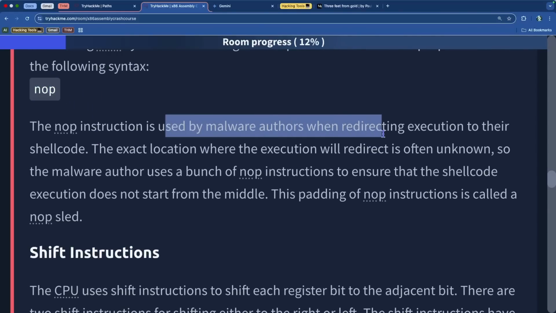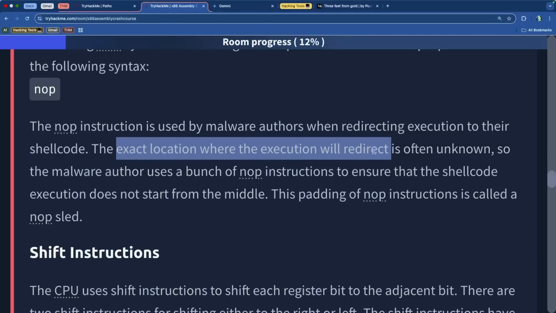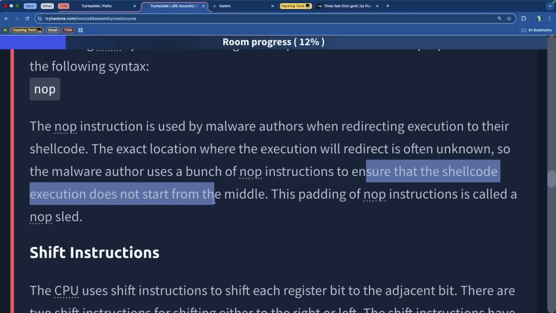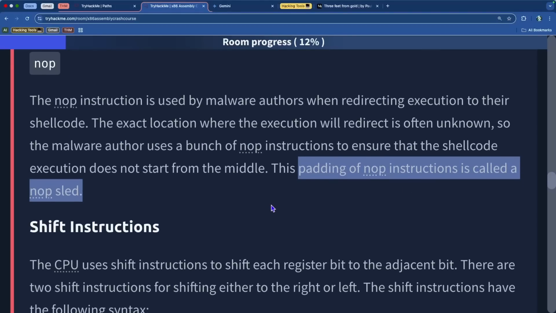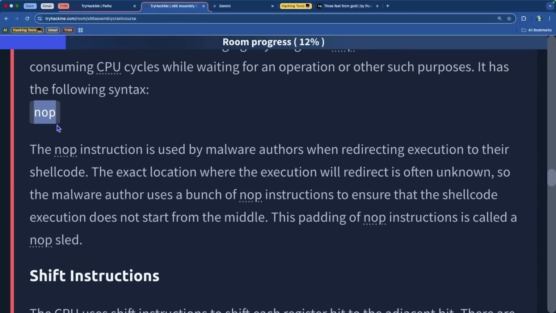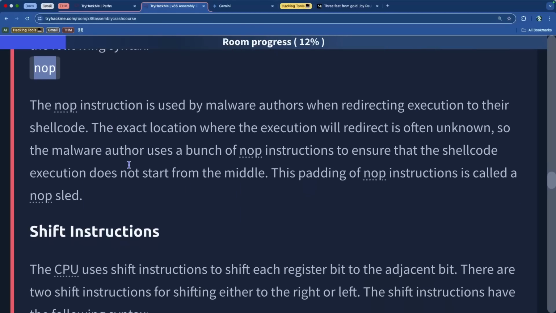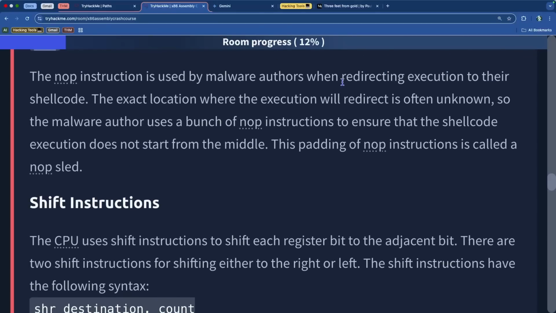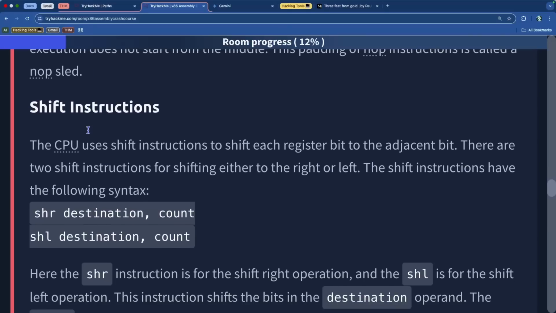It's used by malware when redirecting execution to their shellcode. The exact location where the execution will redirect is often unknown, so the malware author uses a bunch of NOP instructions to ensure that the shellcode execution does not start from the middle. The padding of NOP instructions is called a NOP sled, and so if you can see a bunch of NOP instructions, you can assume that what's going to come next is a set of instructions that will cause the malware to do something. For example, redirect something to their actual shellcode.